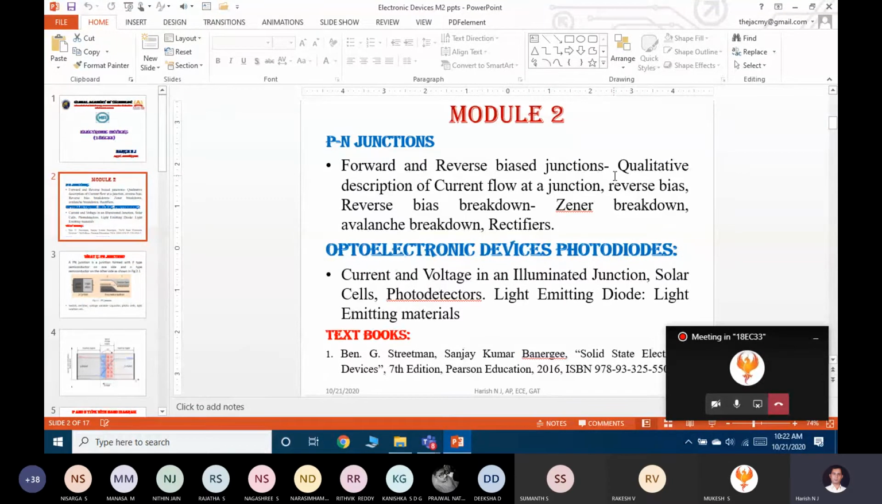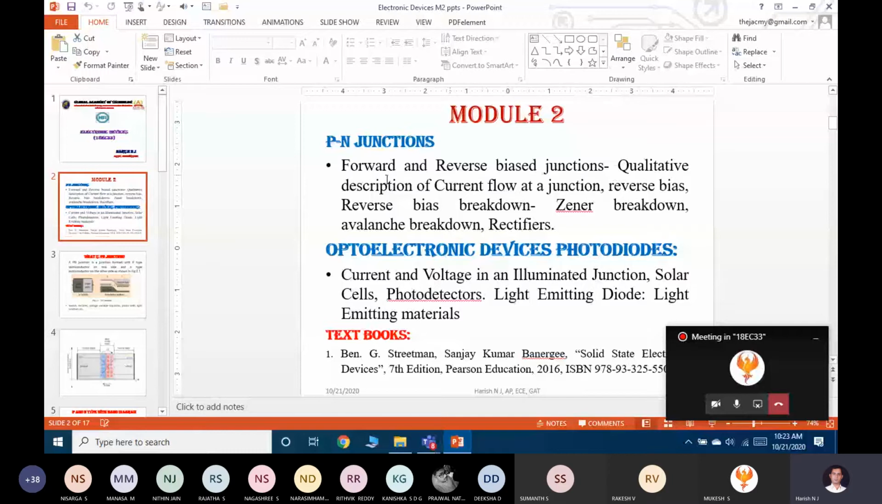Now the same concept, if you represent it in terms of a band diagram, with respect to the band diagram, how will it be? Now we will check it out. Before entering the forward bias and reverse bias, we will discuss the equilibrium condition.